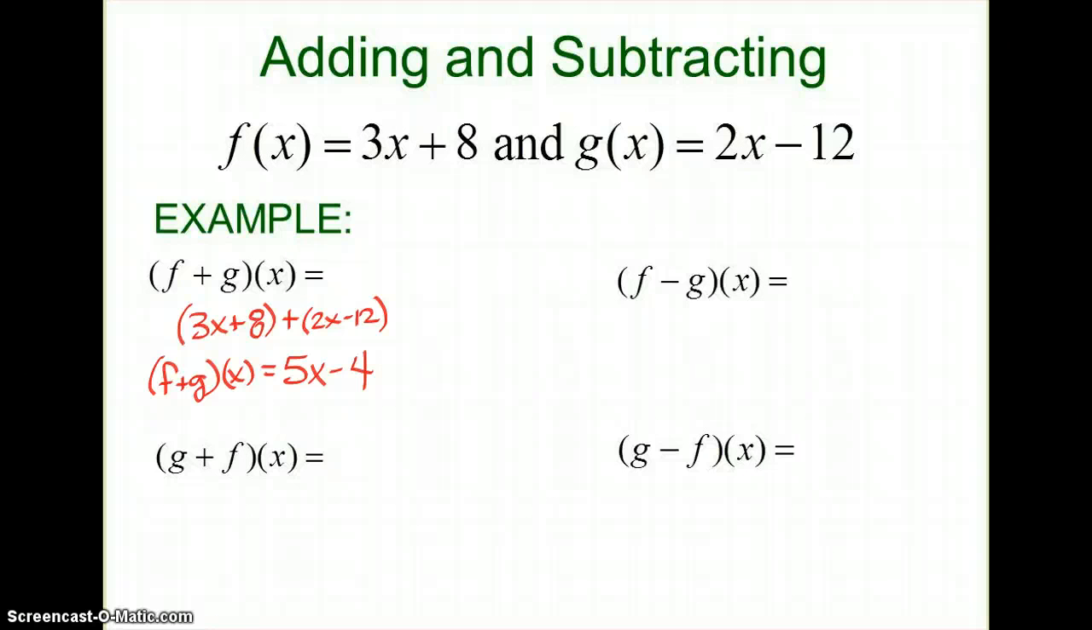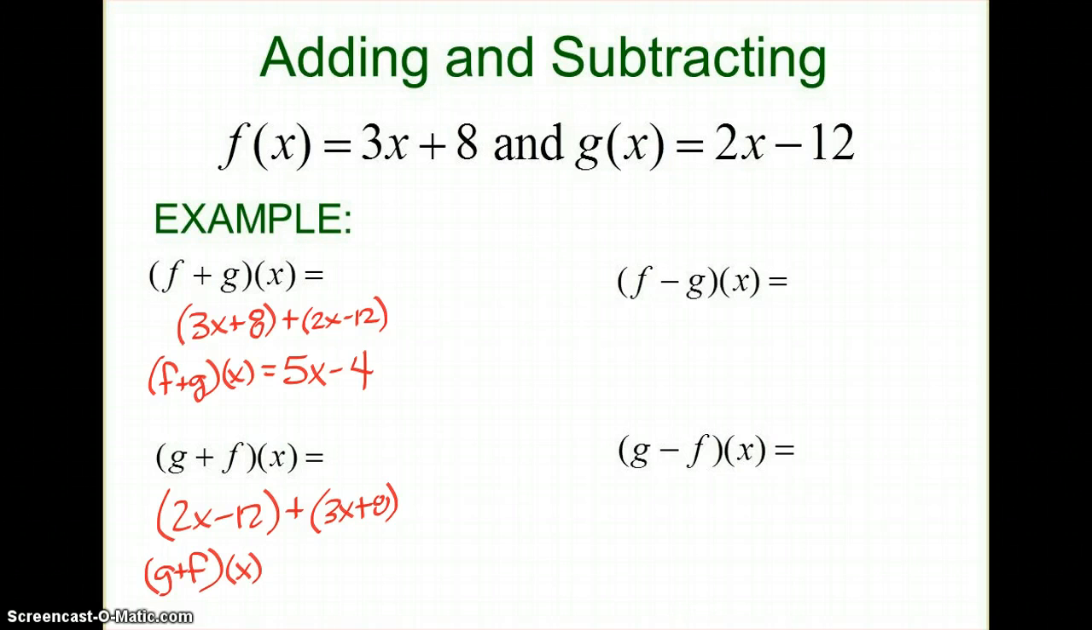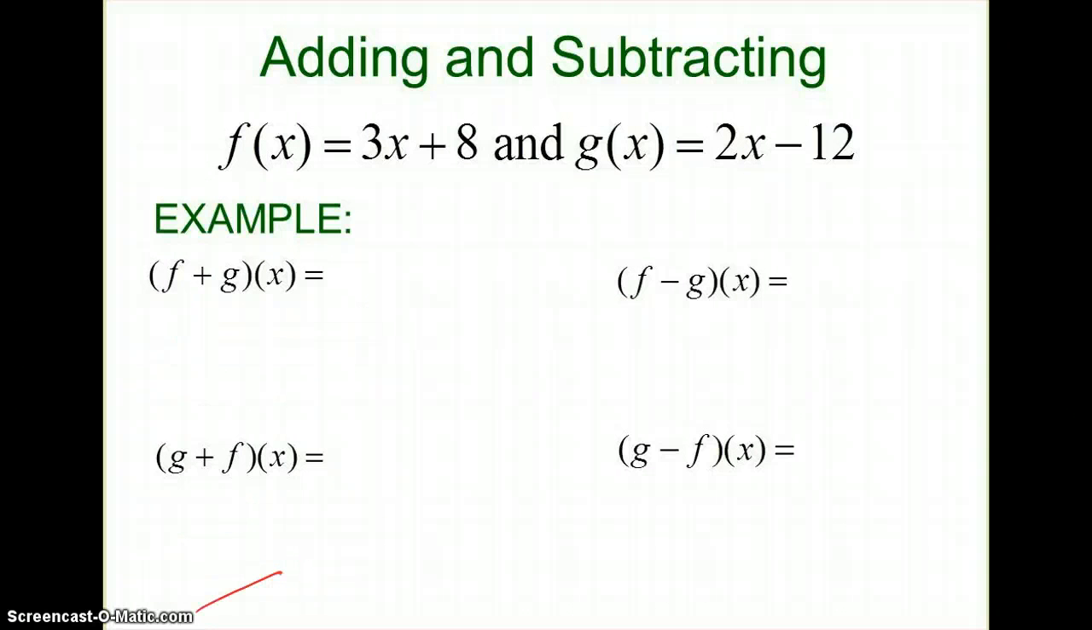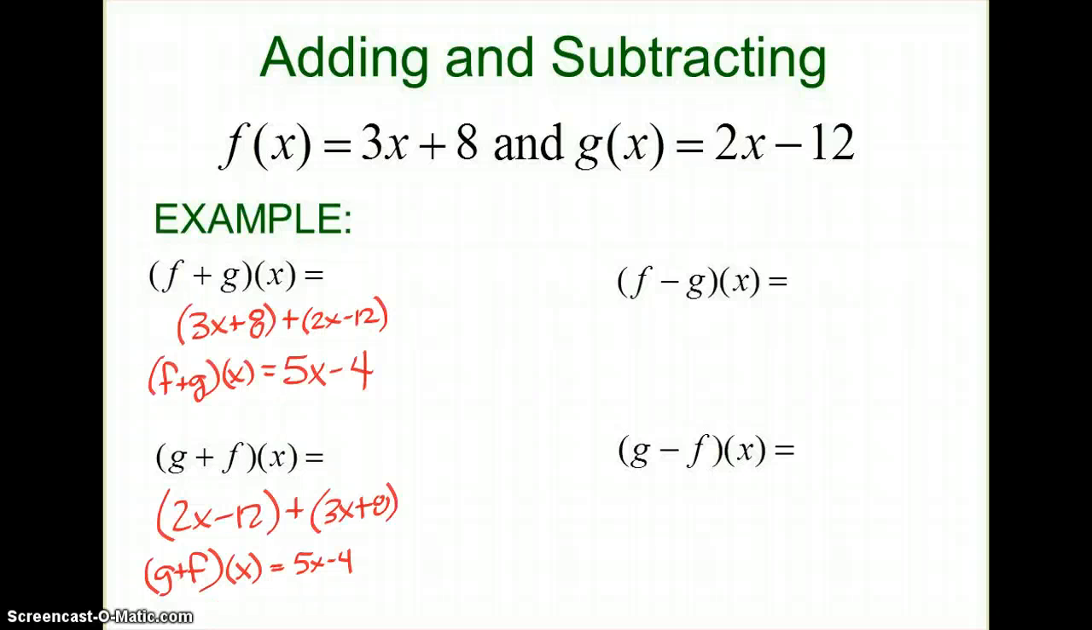Now, if you move down to the next addition example, which is g plus f, you'll notice that it's still addition, so the same rules still apply. When I flip them around and do 2x minus 12 first, and then plus 3x plus 8, you'll notice that I get exactly the same answer as before. So for g plus f of x, I end up with, again, 5x minus 4. So the addition part is commutative, just like normal when you do addition problems. Okay, so let's go back here.